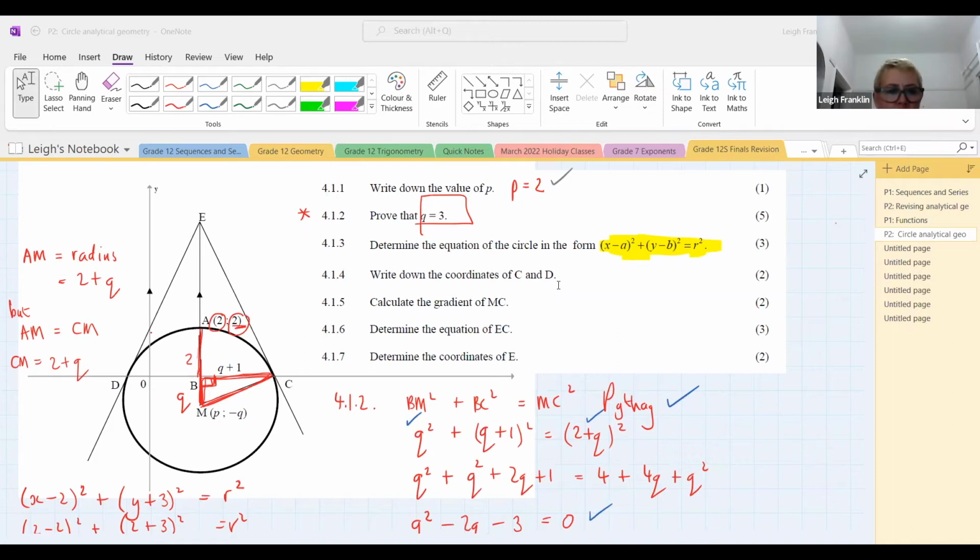So in question 4.1.4, they've now asked us to write down. Okay, so we don't have to calculate or determine, right? We just have to write down the coordinates of C and D. How are we going to work out what those are? How are we going to work out what the coordinates at C and D are? Quite right. Y does represent 0. Lovely. Okay, so it's the x-intercept. So y is equal to 0.